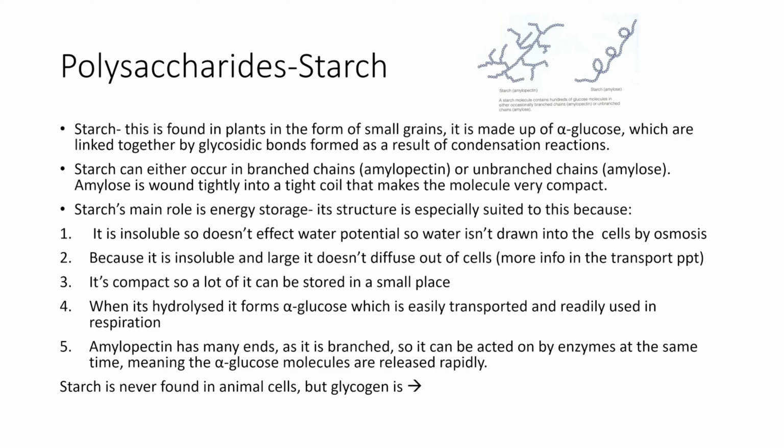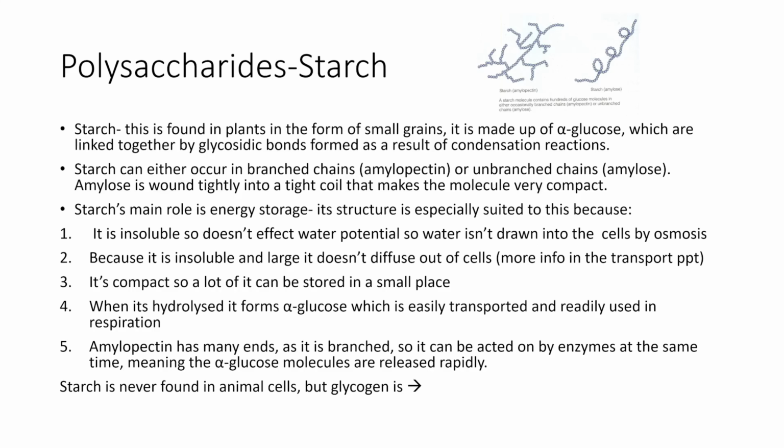It's compact, so a lot of it can be stored in a small place as previously mentioned, and when it's hydrolyzed, so when water is used to break the chemical bond, it forms alpha glucose monomers, which are easily transported and readily used in respiration. Amylopectin has many ends, as it is branched, so it can be acted on by multiple enzymes at the same time, or simultaneously, meaning alpha glucose molecules are released rapidly, which provides energy. So starch is never found in animal cells, but glycogen is.